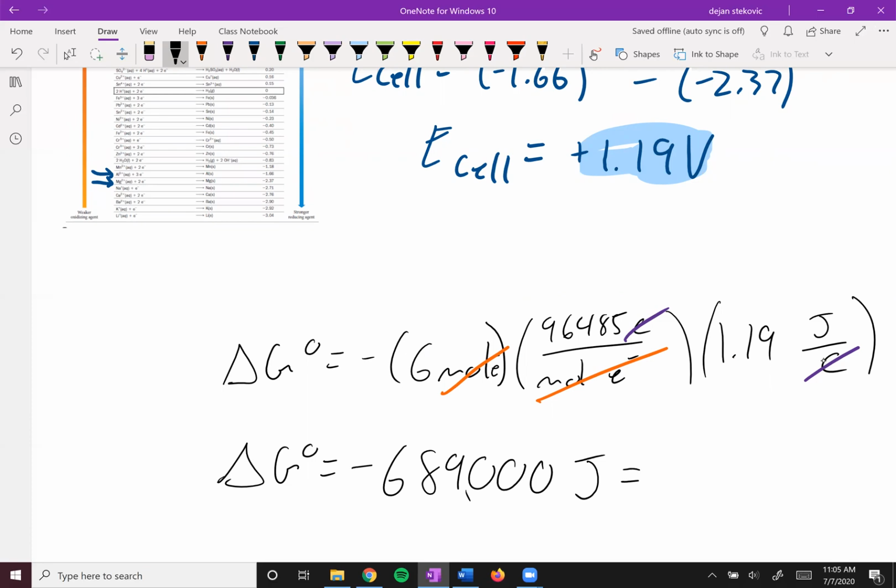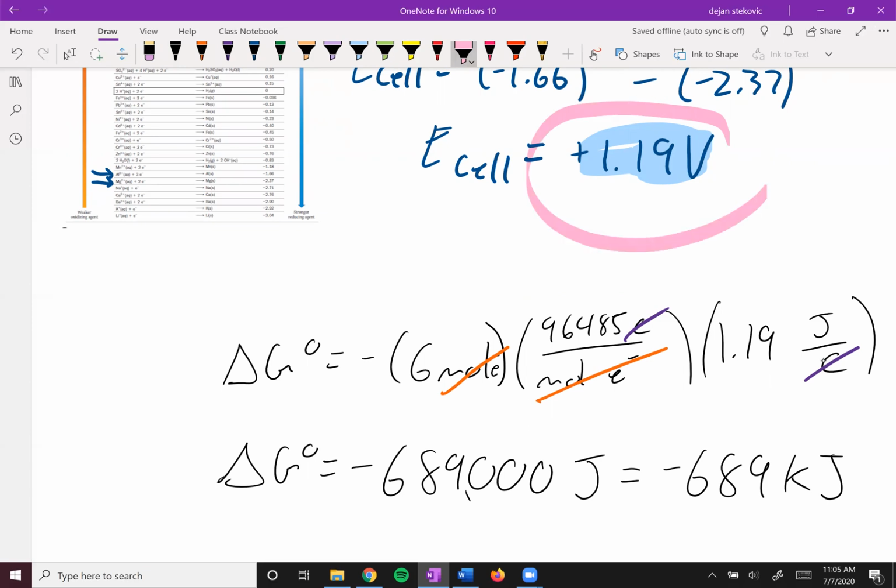Delta G is generally given in kilojoules, so we want to convert this to negative 689 kilojoules, right? And so we saw that E cell here was positive. That means it's a spontaneous reaction. And we see delta G here is negative, which also means that it's a spontaneous reaction. So this value makes sense.